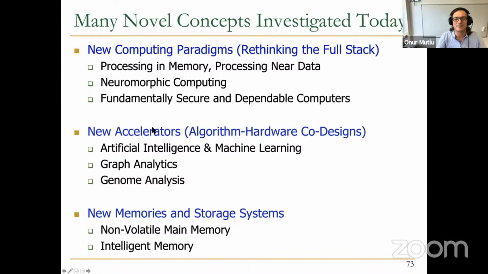The second part is new accelerators. This is happening a lot, right? Algorithm hardware co-designs, I would say. I showed you a lot of examples of machine learning accelerators. We talked about genome analysis accelerators. There are graph analytics accelerators. And you can think of other workloads. We had a discussion of that yesterday as well. And people are also looking into new memories and storage systems, as we talked about non-volatile main memory and more intelligent memory systems in general, putting more intelligence into the memory side.